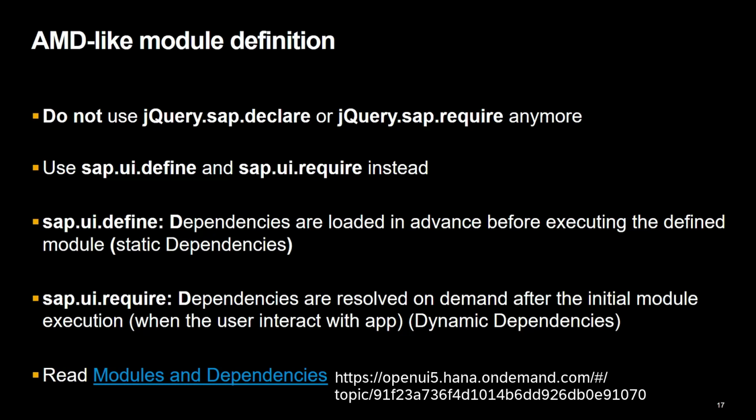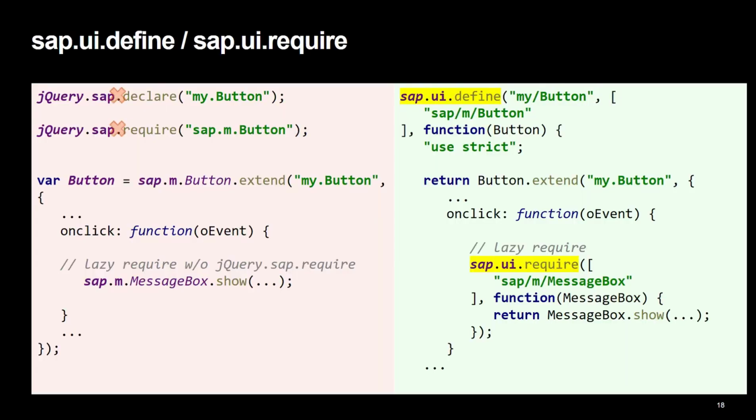What is the difference between those two methods? The sap.ui.define will first load its dependencies and then will execute the initial module. This is called static dependencies. The sap.ui.require will load its dependencies after the execution of the initial module, and this is called dynamic dependencies. A good example for dynamic dependencies is when the user interacts with the application. We will see a short example here.